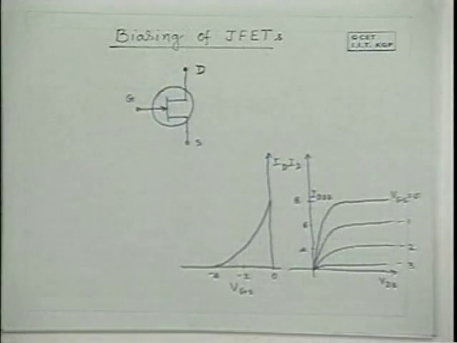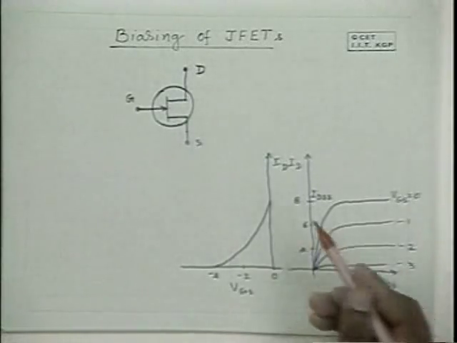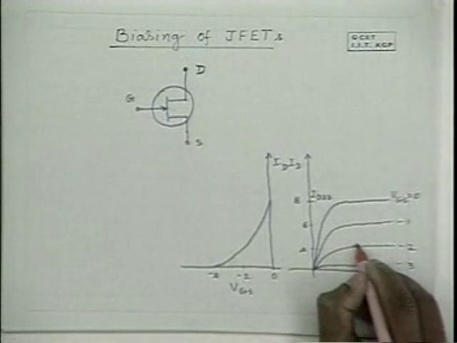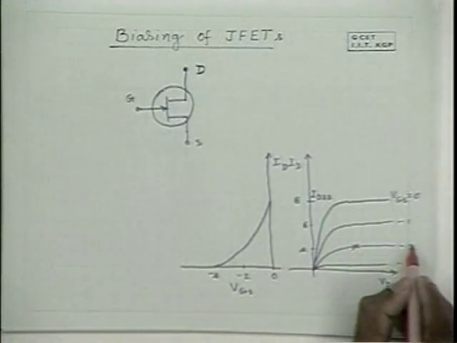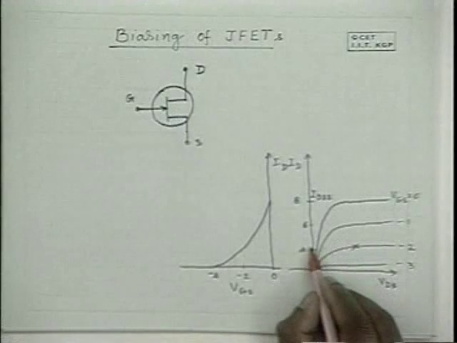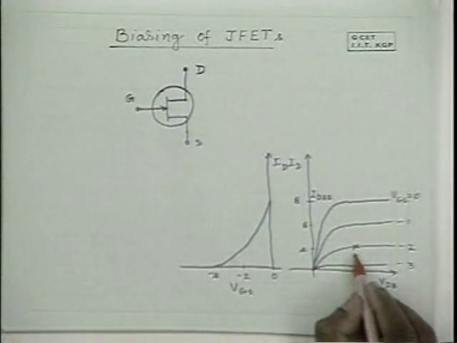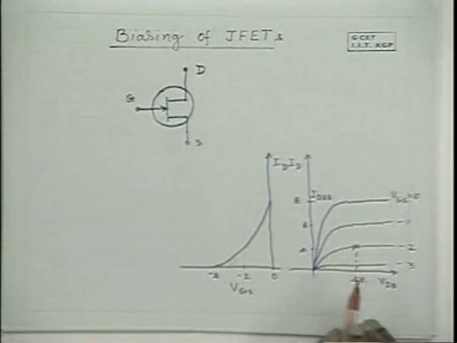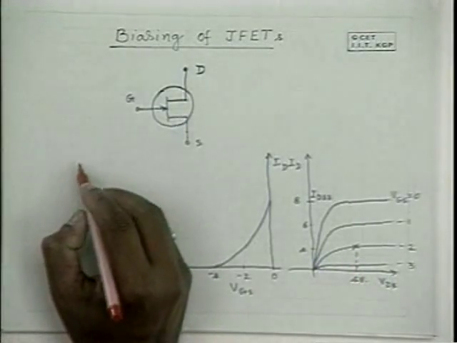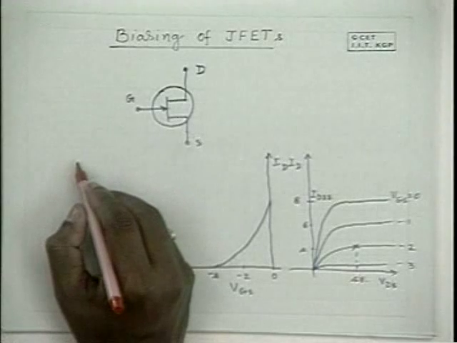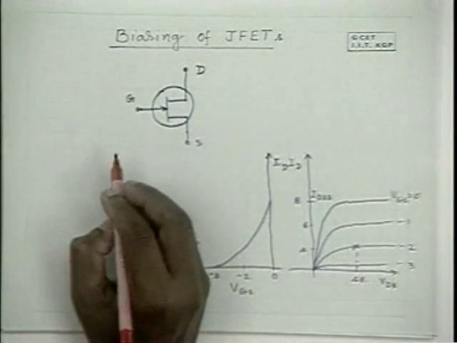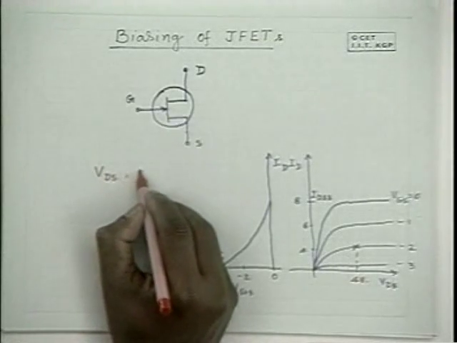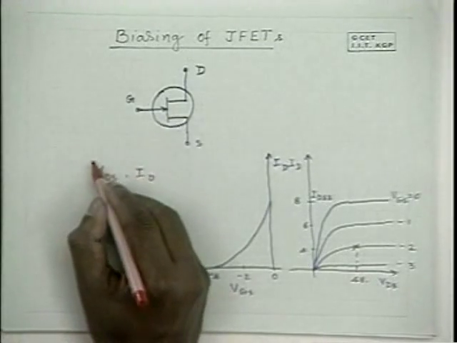Now we operate the FET in a particular operating region. Say in this particular case, we operate it at -2 volts of VGS and about 4 milliamperes of ID, and VDS is equal to, let us say, 4 volts. So this is the operating point. The operating point, or Q point, that is the quiescent point, is given as VDS and ID. So this is the quiescent point.